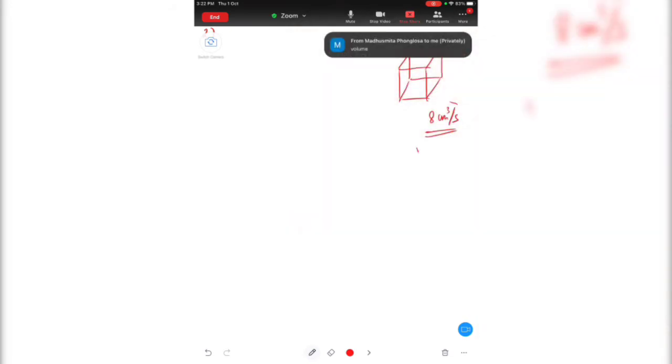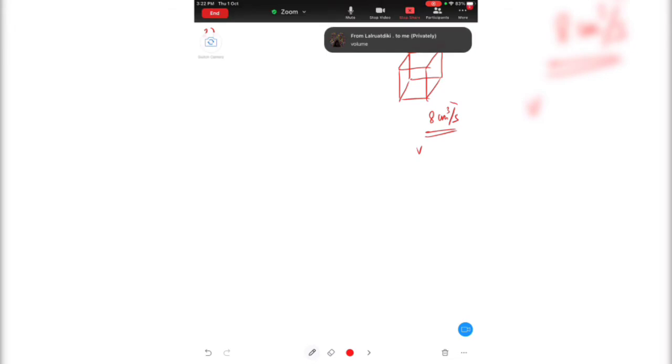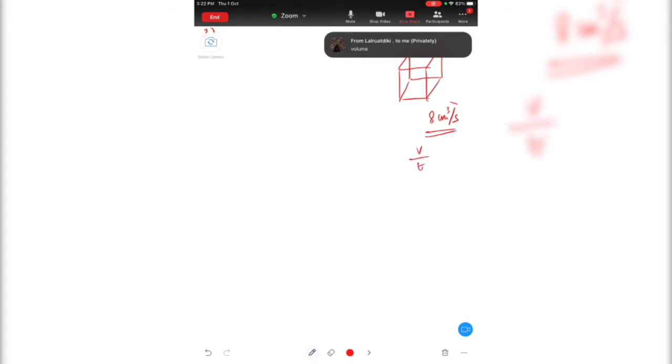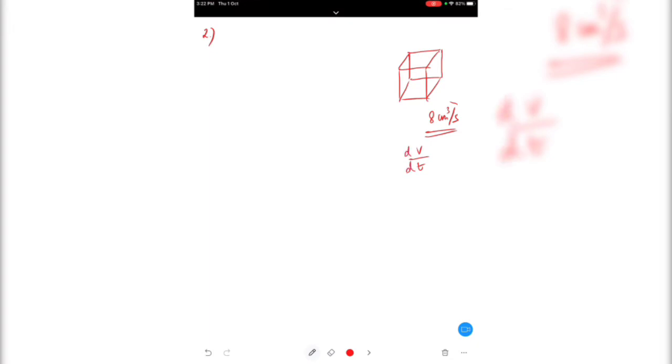That's right, volume. And second is a unit of time, right? So this 8 centimeter cube per second is nothing but dV/dt, rate of change of volume with time. So this value is given. Everyone understood? So from the first line of the question, I derived a fact that dV/dt is equal to 8 centimeter cube per second. Okay, now let's move on to the next line.